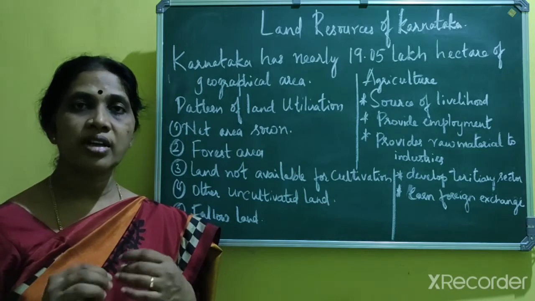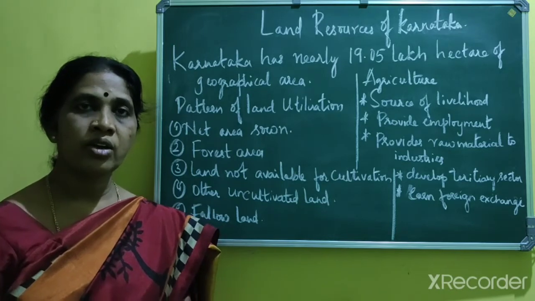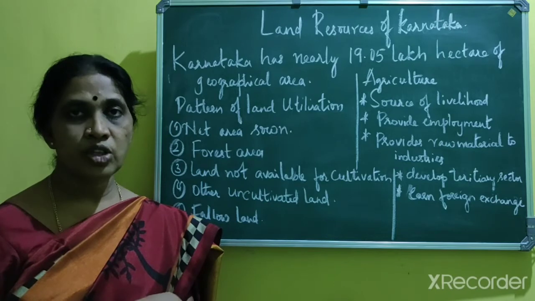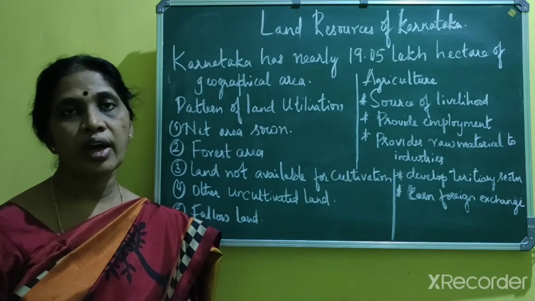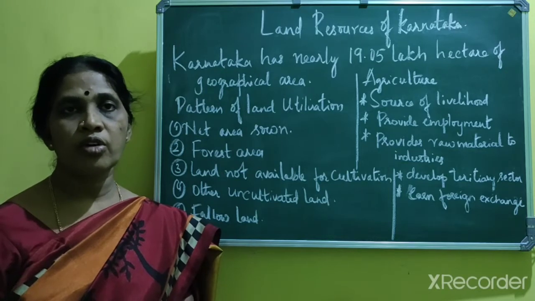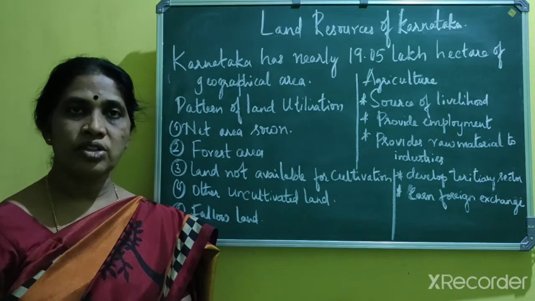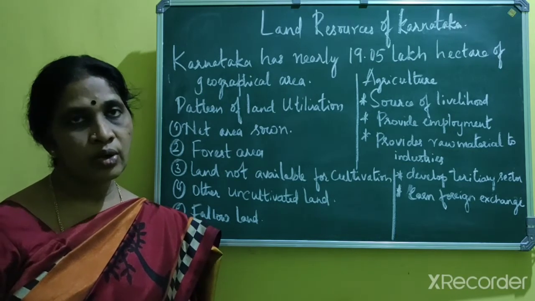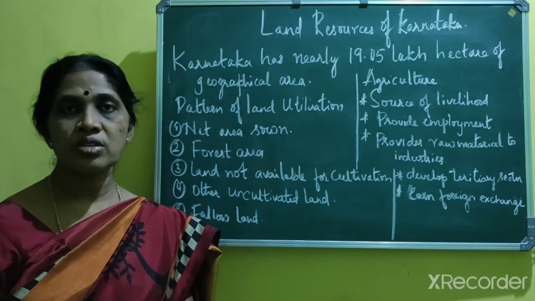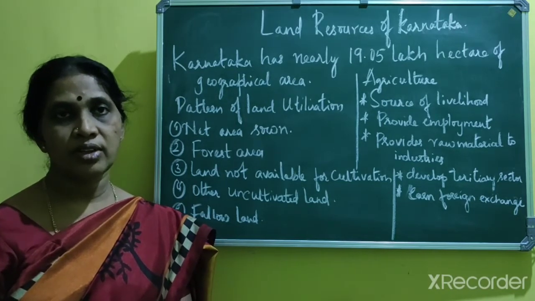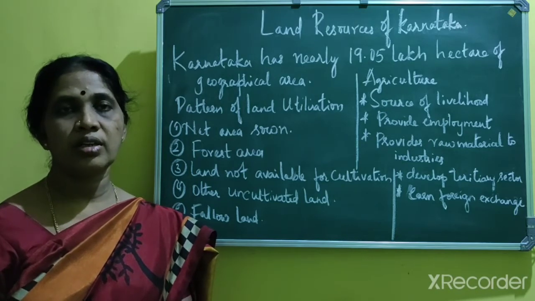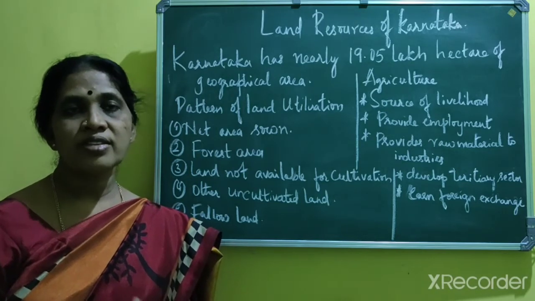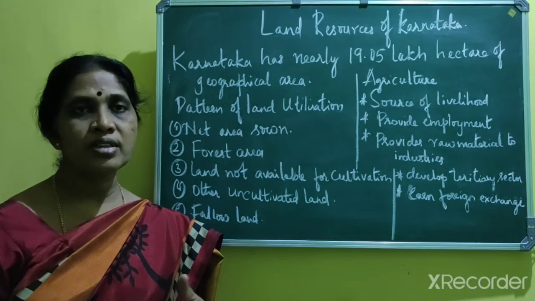Gulbarga district has a large cultivable land. Belagavi, Vijayapura, Tumakuru, Chitradurga, and Mysore districts also have quite a good amount of land for cultivation. But when you take Bangalore district, it is not the best land for cultivation. As you all know, it is a metropolitan city. Bangalore is a place that has been used for various other purposes.